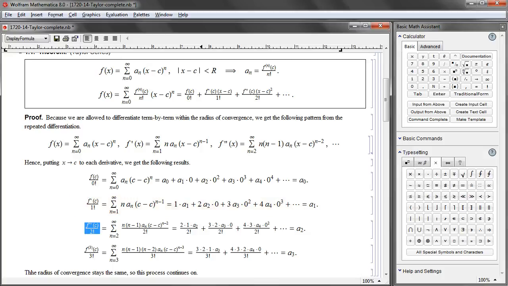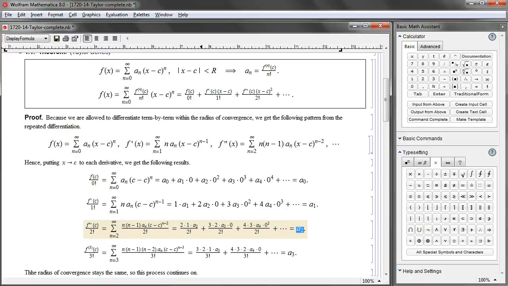How about the second derivative over 2 factorial? Well, this time 2 factorial is non-trivial, so we have to keep it. And the derivative goes like this. From here, just multiply n minus 1 again, and then subtract 1 from the power, so we have that. And plug in x equal to c, we get c minus c. Bunch of zeros again. Only the first term will remain because all these are going to be 0. And what do you get? 2 times 1 over 2 factorial times a2. We have a2.